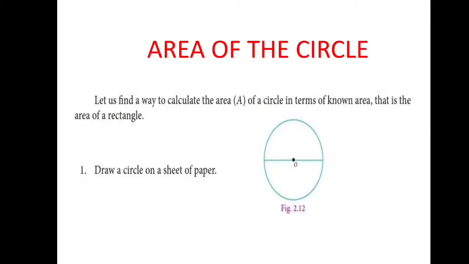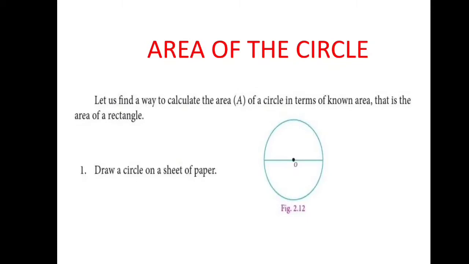So let us find a way to calculate the area of a circle in terms of known area, that is the area of a rectangle. We are going to find out the area of the circle using the known area. Known area means already we know the formula for area of a rectangle. So using that we are going to find the area of the circle.